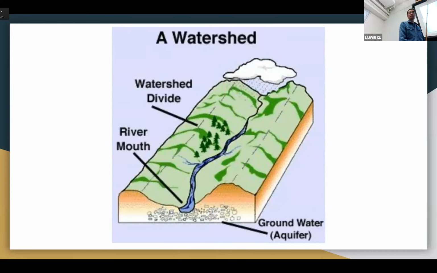Here is an important concept in the water system. It's the watershed. So look at this figure. You have a valley in between. And we have another valley here, another valley here. So this line, see this line, between 2 valleys, is what we call the divide. And all the water inside the valley, we call the watershed.